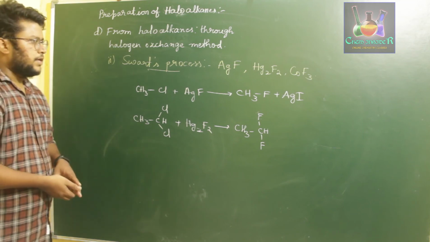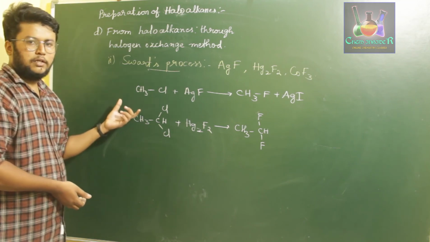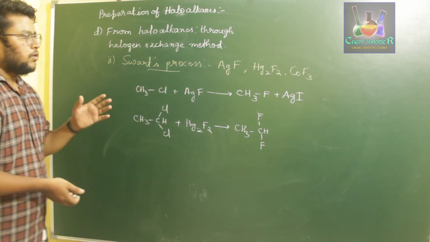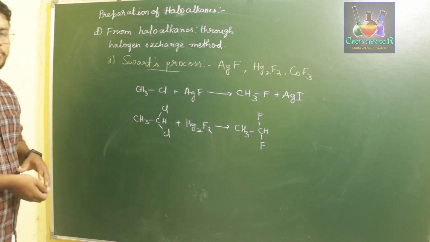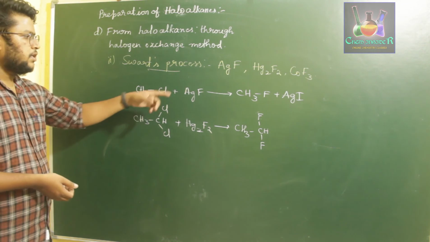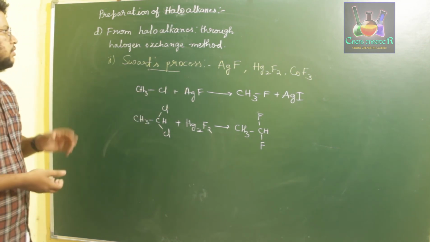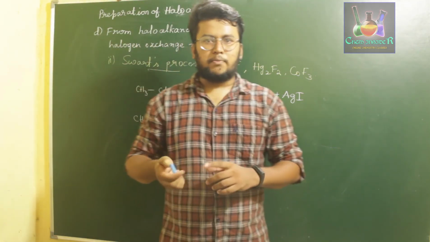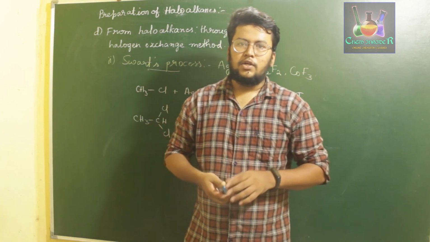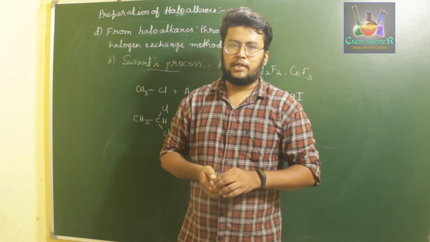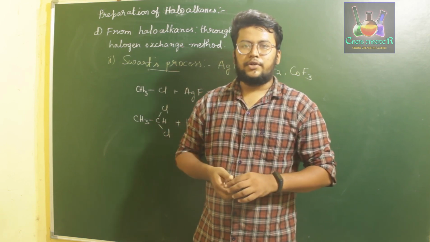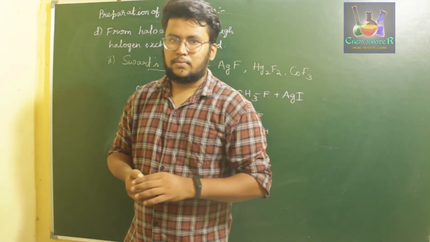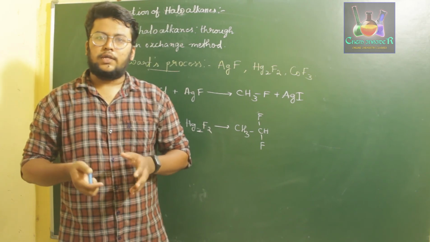So in this method we treat our haloalkane, especially chloroalkane and bromoalkane, with silver fluoride, mercuric fluoride and cobalt trifluoride. On treating them with each of them, we replace or exchange one of the halogens with the halogen which we have taken. So these are the different methods of preparation of haloalkanes. The videos which I have uploaded today and in the previous video are completely related to the preparation of haloalkanes from different compounds. In the next video, we are going to discuss preparation of haloarenes using certain methods, and also the physical properties of haloalkanes and haloarenes.